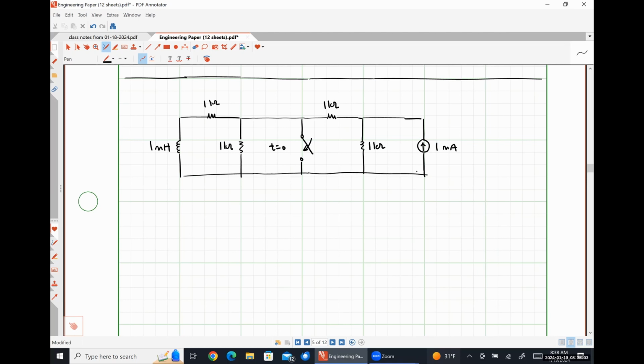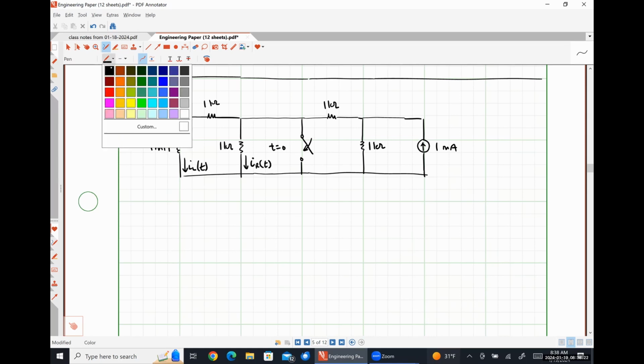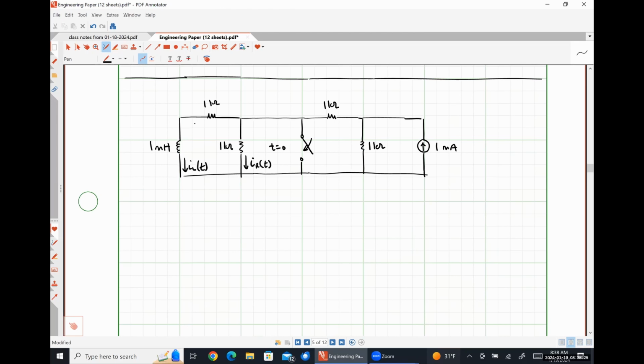And I'm interested in finding the current flowing through my inductor as a function of time, as well as the current flowing through this resistor as a function of time, and just for the sake of argument, the voltage drop across this resistor as a function of time. Okay. So these are the three quantities that we effectively need to be keeping up with as we do our analysis, okay?